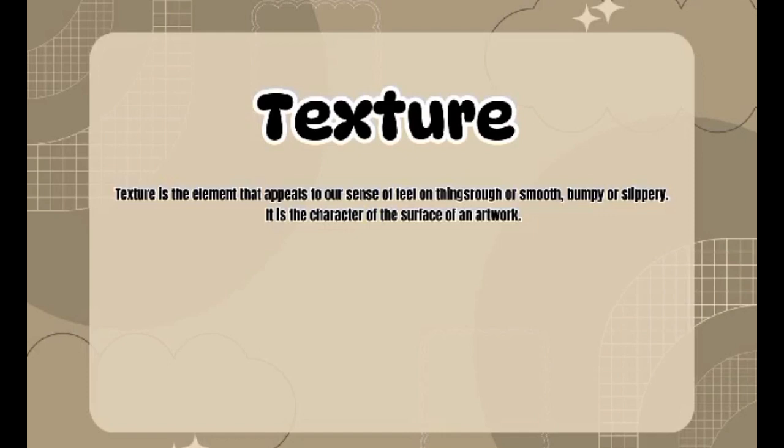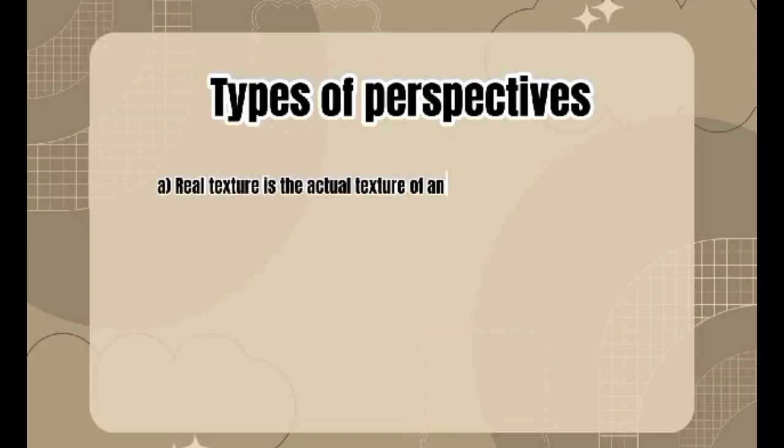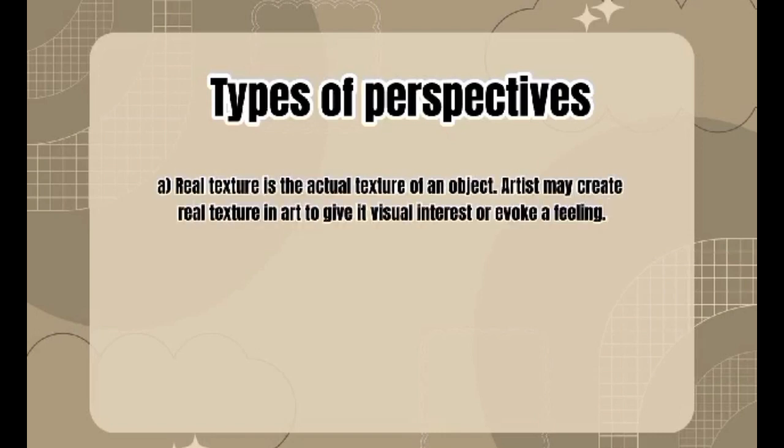So, we have two types of texture: the real texture and the implied texture. Real texture is the actual texture of an object. Artists may create real texture in art to give it visual interest or evoke a feeling. So, ang real texture, this is the actual feel of the artwork. Ang example lang nito is sculpture. Sculpture may have a rough texture that you can physically touch and feel, because we all know that sculpture is carved in solid surface, meaning you can touch it physically.